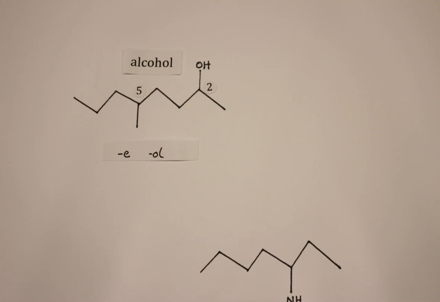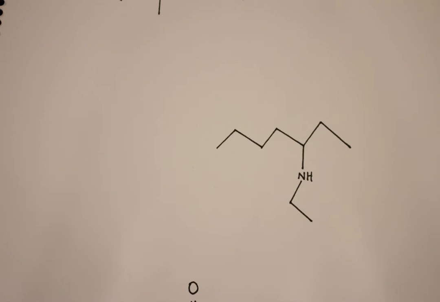When an alkane is an alcohol, we remove the E from the end of the alkane's parent carbon name, and we add an OL instead. Therefore, this is 5-methyl-2-octanol. Our next alkane contains an amine.